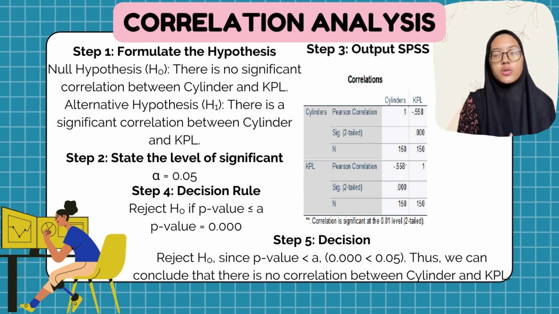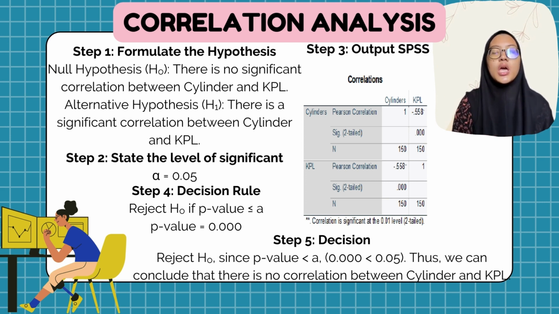The correlation analysis was conducted between the variable cylinder and KPI, kilometer per liter. The null hypothesis H0 states that there is no significant correlation between the two variables, while the alternative hypothesis H1 proposes that there is a significant correlation. The significance level alpha was set at 0.05.